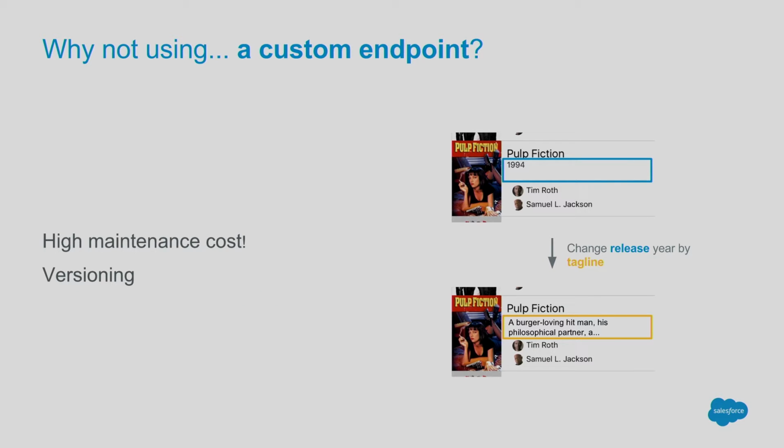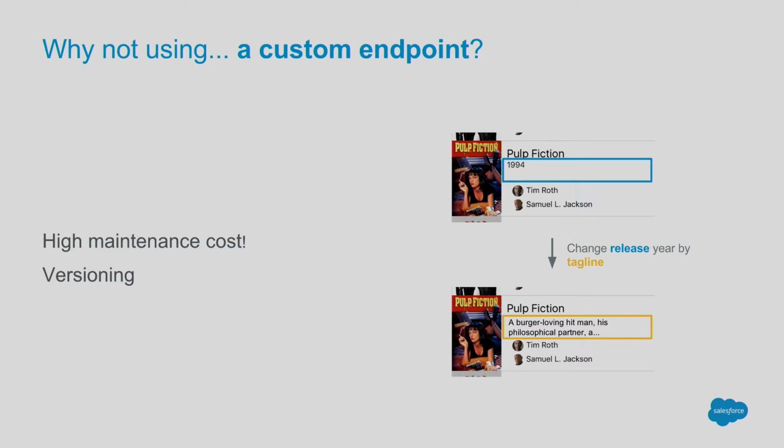So if both of those approaches are not really what we want, most of the time developers go to a hybrid approach by building custom endpoints, mixing both the standard REST API and the SOQL API as well. But the thing is that this has a huge maintenance cost. For instance, if your product manager comes to you one day and says, "Oh, I don't like the way the movie is shown in the list. I don't like displaying the year. I would rather display a tagline of it."